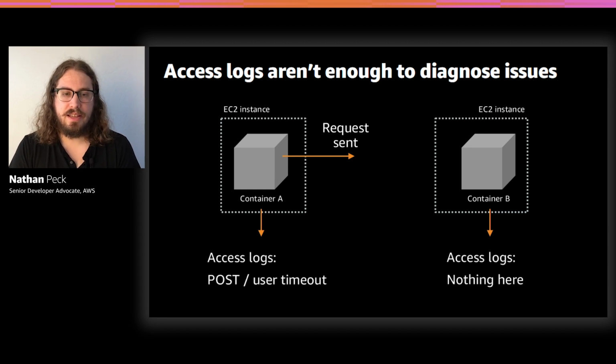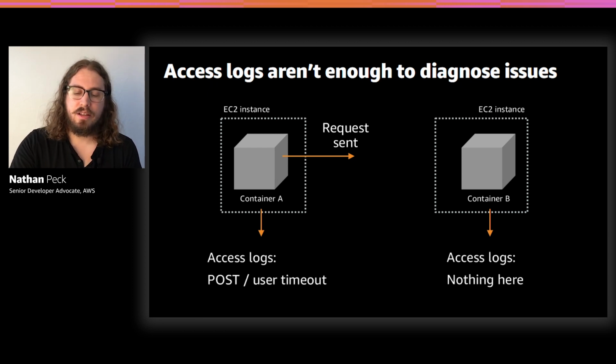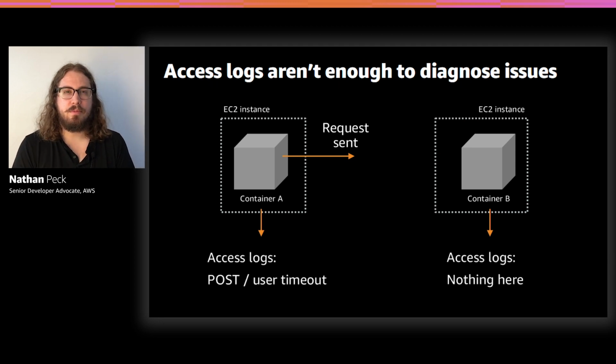So then you look into the access logs for container B and you see nothing showed up. So all you know is that container A tried to send something to container B, but container B said, well, I never got it. I don't see anything that happened there. So what's going on? What could have caused this?